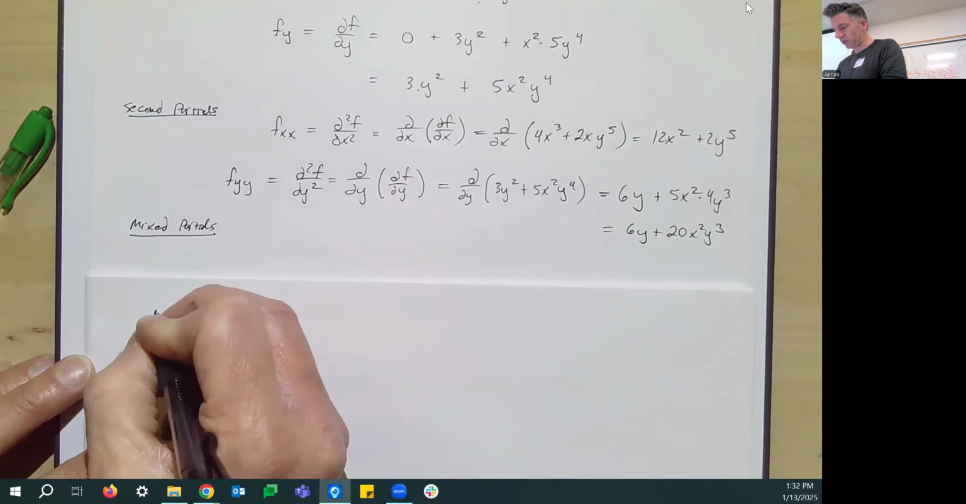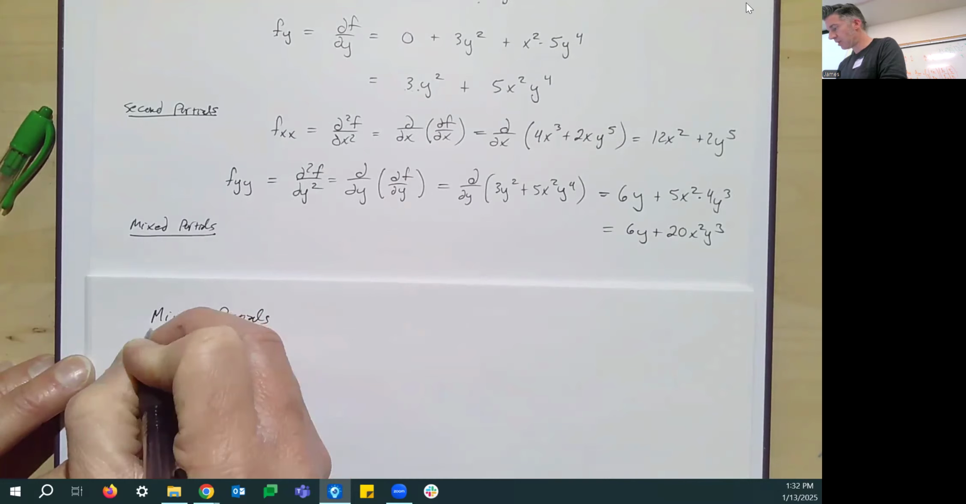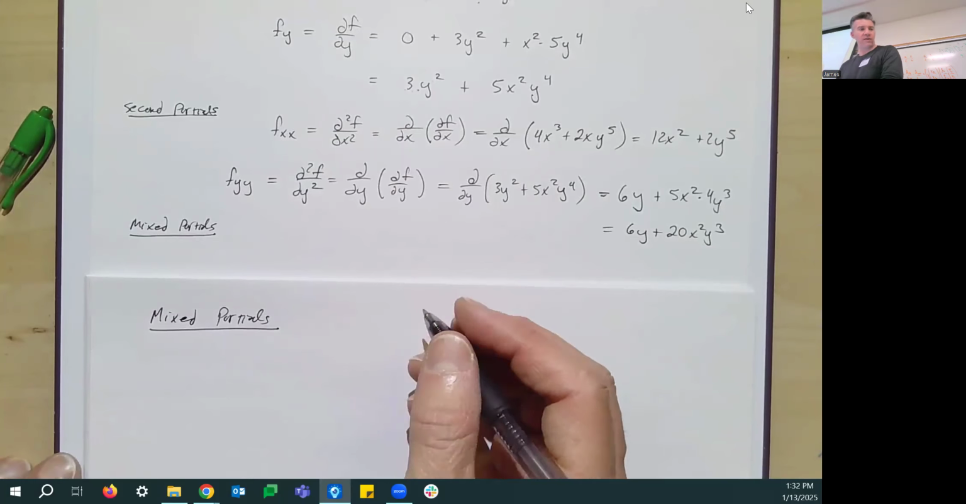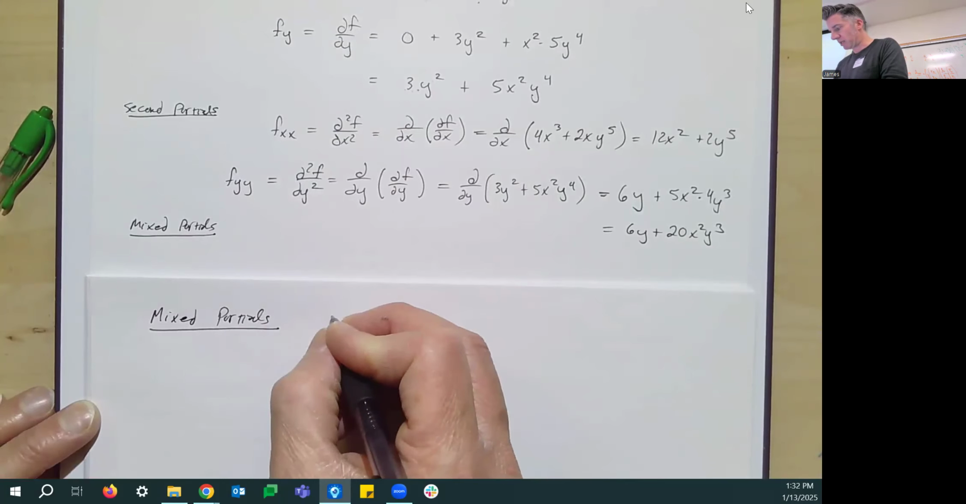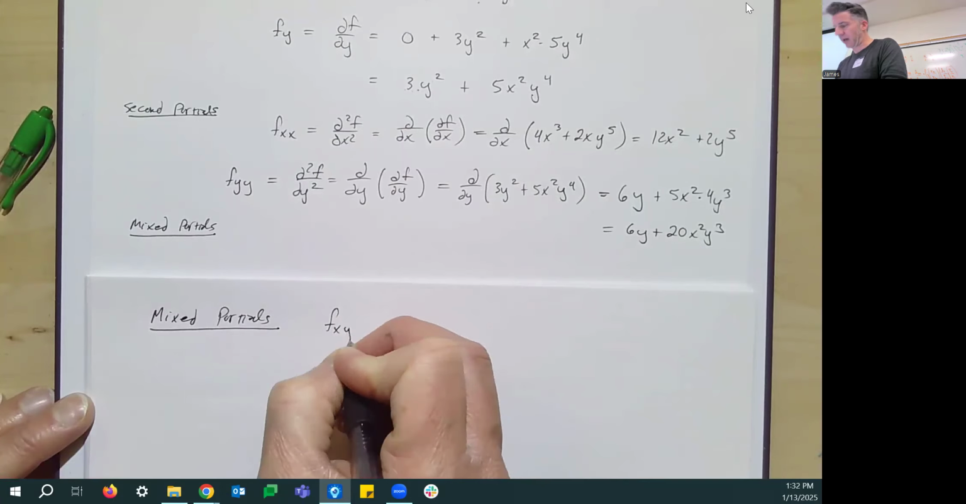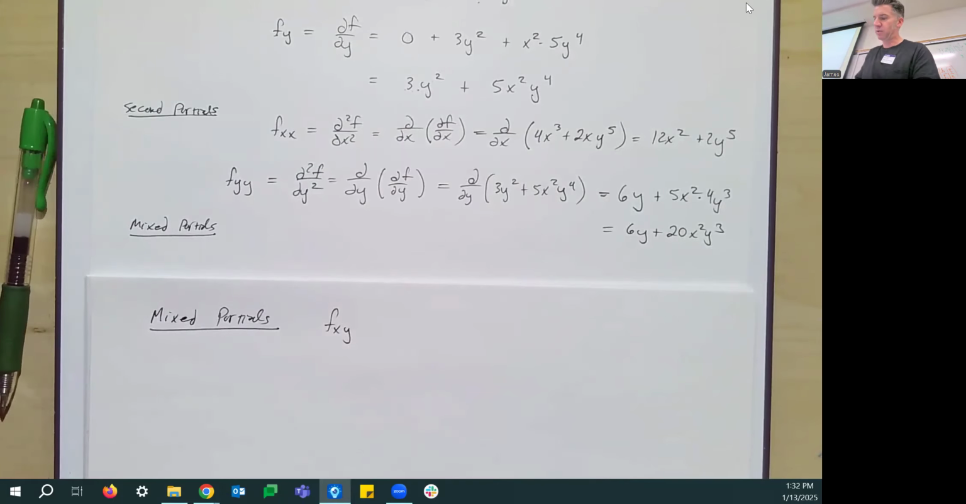So the mixed partials. This is where the notation is kind of terrible. And I am going to write it all out so you can see it. So you can either say fxy, which means you do the derivative with respect to x first, and then the derivative of that with respect to y second.